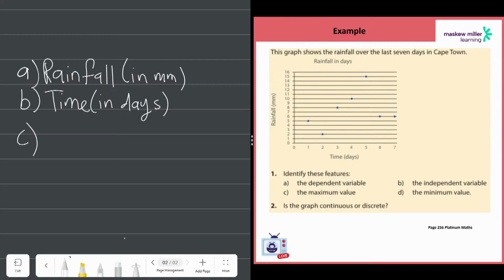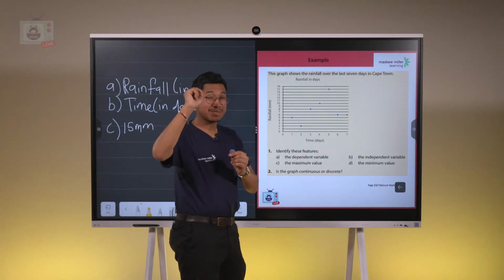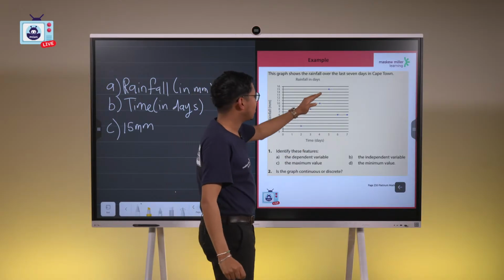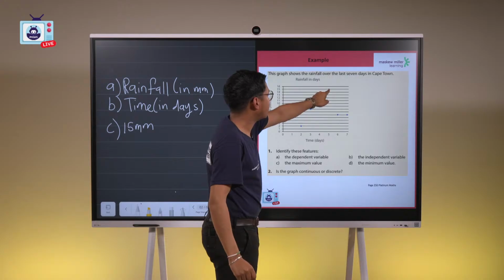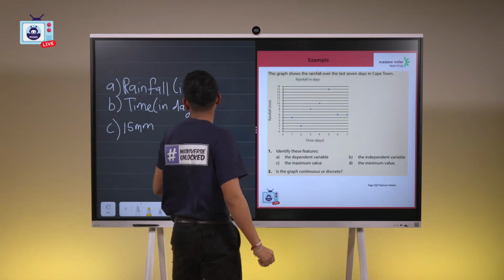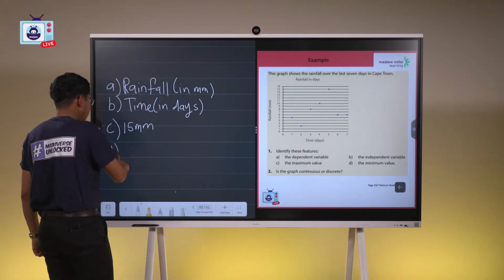So what do I need to do? I just need to check which number it aligns with. And obviously here it is what? 15 millimeters over there. So my answer is just 15 millimeters. It's very simple to just look and make an observation of what is the maximum value that this graph will reach. It is obviously that dot over there, but I must see which number it corresponds with. It corresponds with 15.